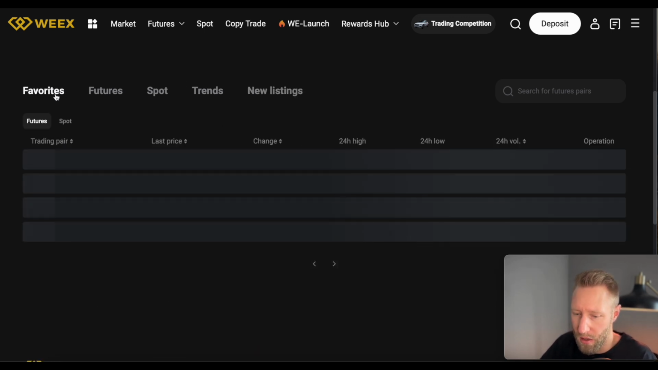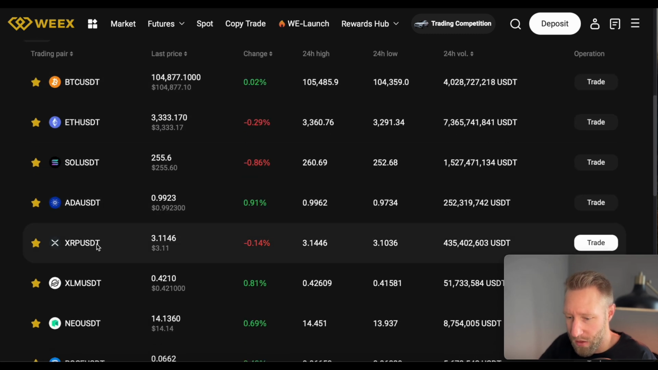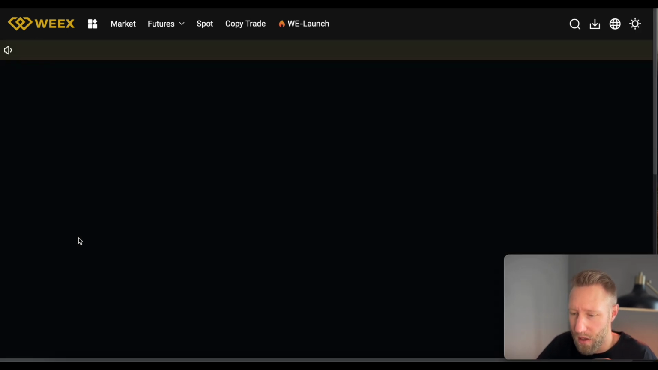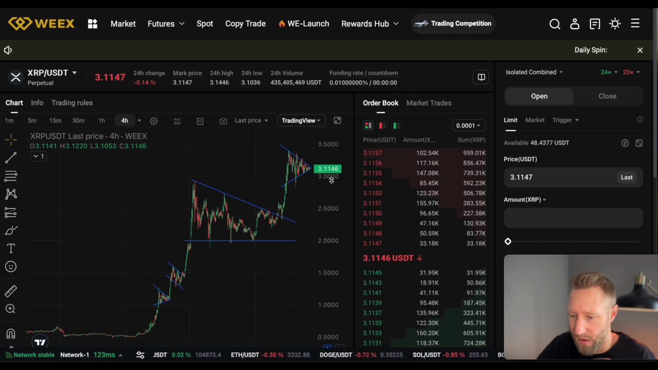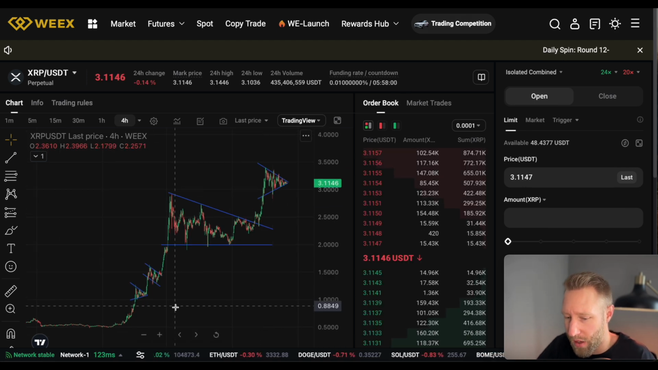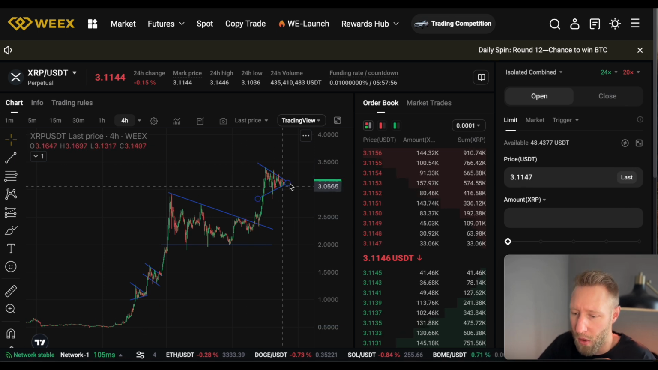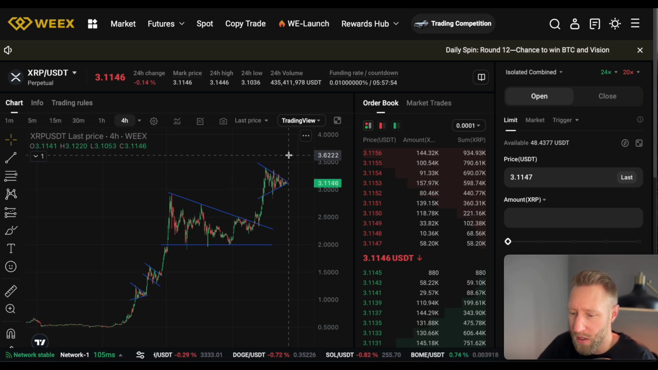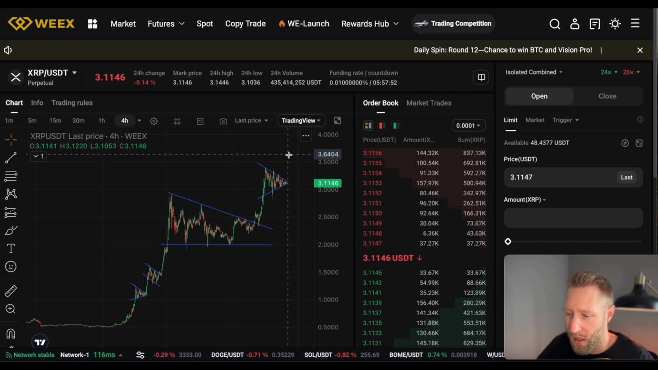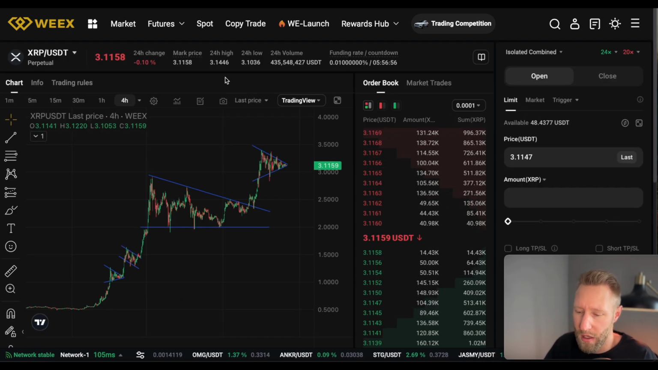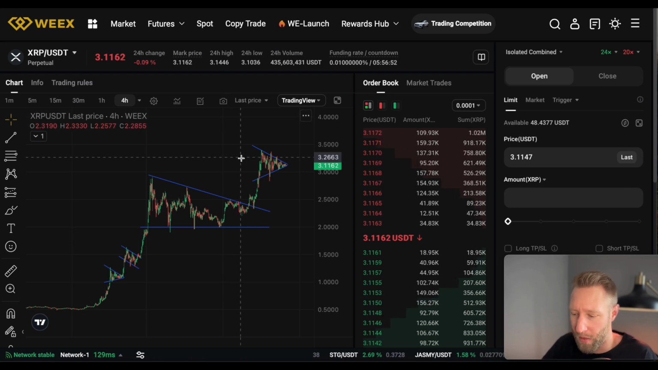Now, if we take a look at some of the favorites that I have saved, let's take a look at XRP here. Currently at $3.11. Now, this is getting very close to a breakout here. On the channel, we have been talking about this since it was around 50 cents. We can see we are forming a bullish pennant right here, where we could see a break to the upside for XRP. As you can see here, this also has TradingView integrated right into the platform, and that makes it very easy to chart on the platform as well.